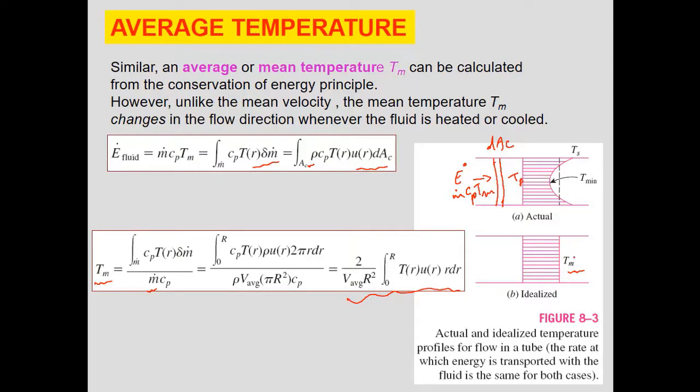But we can imagine we have Tm. We can imagine we have a fluid with Tm, which is the T average. The temperature of all of the fluid is T average. It is an imaginary value. Then we can calculate that imaginary value, T average, by this equation, which depends on the V average we had in previous slides and the radius of the pipe.